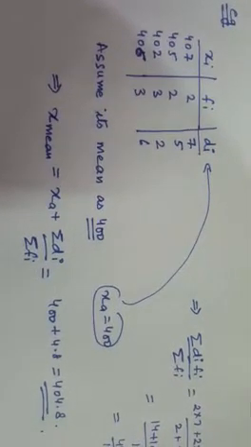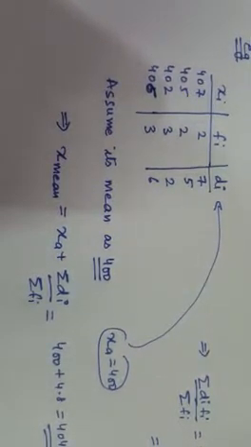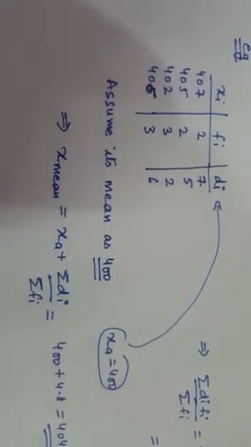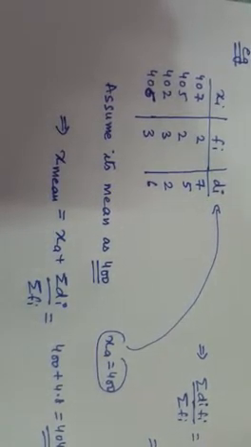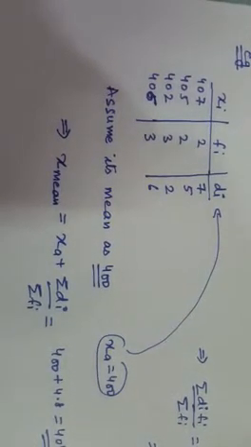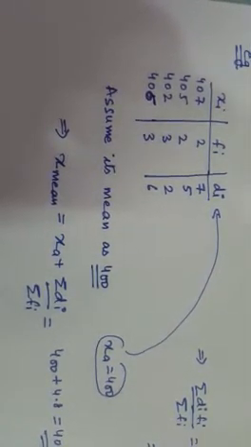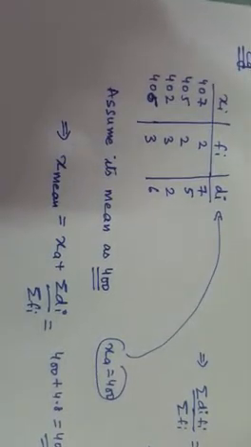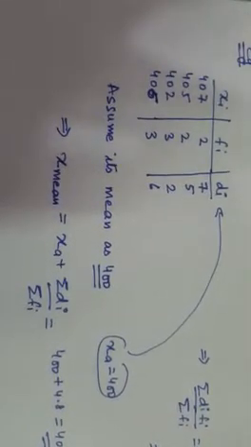Now we calculate the deviations from the assumed mean. So the first deviation is 7, the second is 5, the third deviation is 2, and the fourth deviation is 6. If we had assumed mean as 404, the first deviation would have been 3, the second would have been 1, the third would have been -1, and the fourth would have been 2. So the deviations can be negative also.